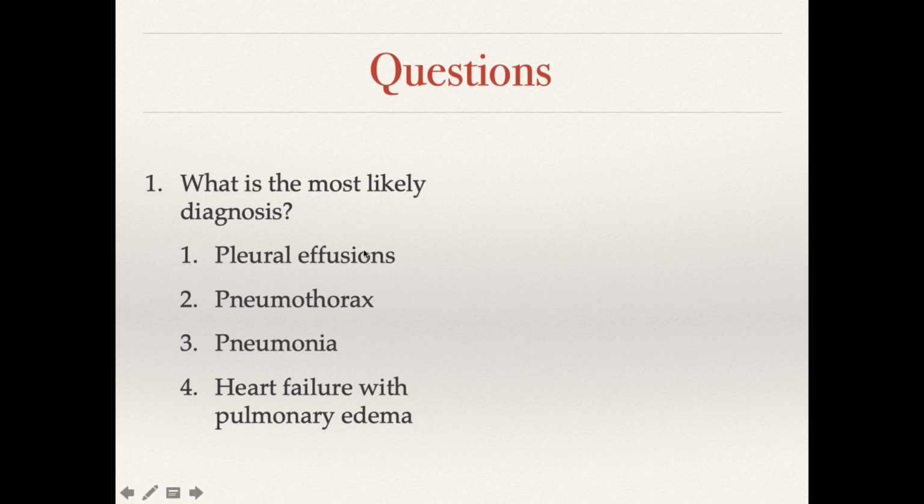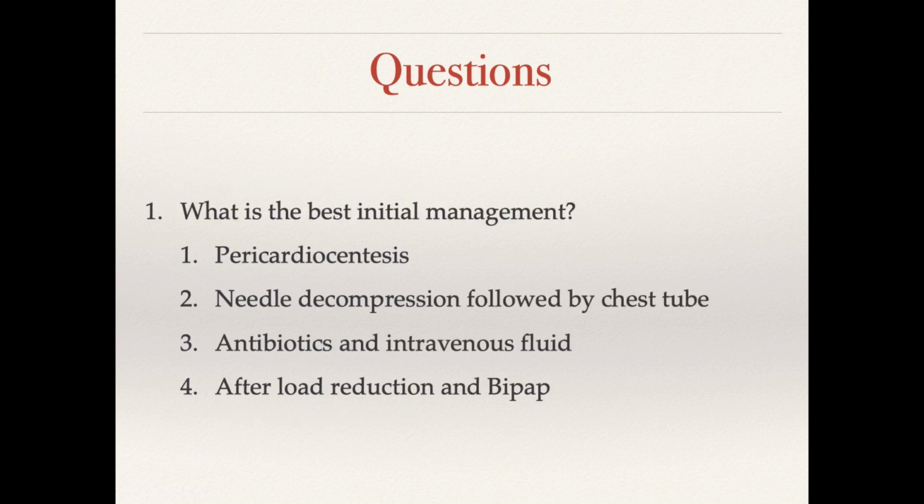Those would look like anechoic collections in the chest. Pneumothoraces: B lines actually rule out a pneumothorax because you can't have a bunch of interstitial fluid in the lung if the lung is not there. And it's not a pneumonia because it's bilateral, and the cardiac and IVC views are consistent with heart failure.